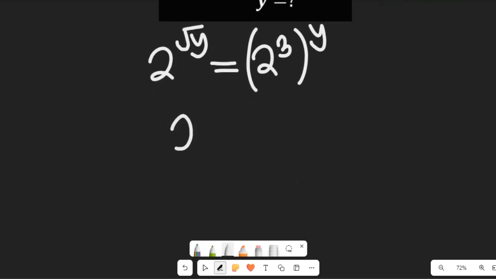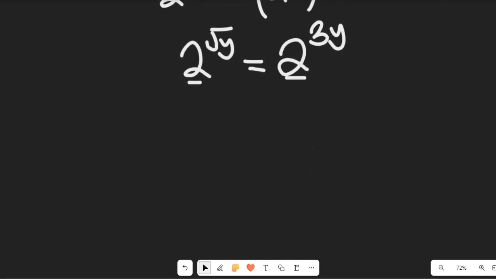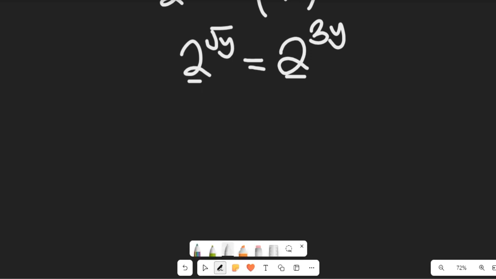Great. Now we're going to expand the right hand side. So this is going to give me 2 to the power of the square root of y equal to 2 to the power of, the exponents are going to multiply, so that becomes 3 to the power of y. So we've succeeded in having the same base, right? Applying the laws of indices, the exponents will have to equate. So that will give us the square root of y equal to 3y.